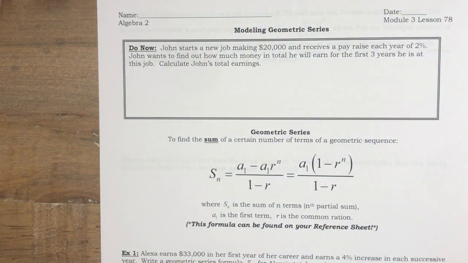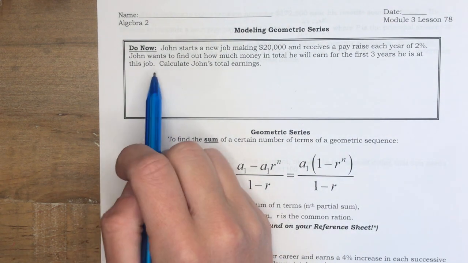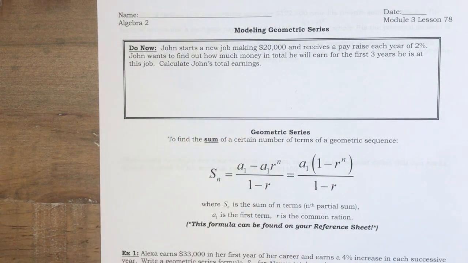Okay, we are starting lesson 78. This is the last lesson in this unit. So the do now says John starts a new job making $20,000 and receives a pay raise each year of 2%. John wants to find out how much money in total he will earn for the first 3 years he is at this job. Calculate John's total earnings.